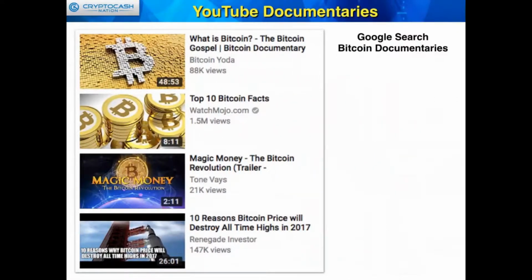This one here, the one at the bottom, 10 reasons Bitcoin price will destroy all-time highs in 2017. I watched that and immediately went and cashed in a bit more gold and got more Bitcoin. At that time, only 147,000 people had seen it. I couldn't believe it. 7 billion people on the planet, and only 147,000 people are watching this sort of thing. 1.5 million people have watched Bitcoin Facts, and these are the people that are getting educated and getting into it.